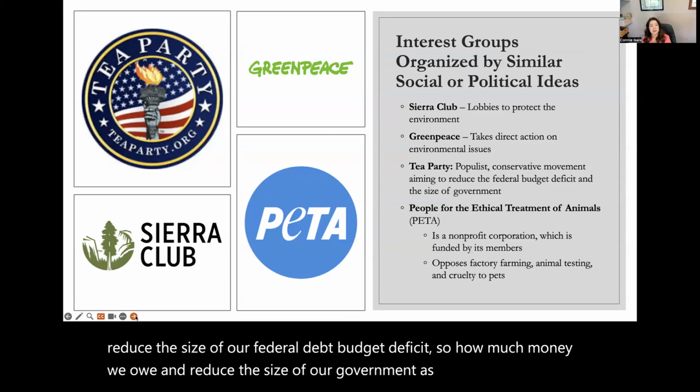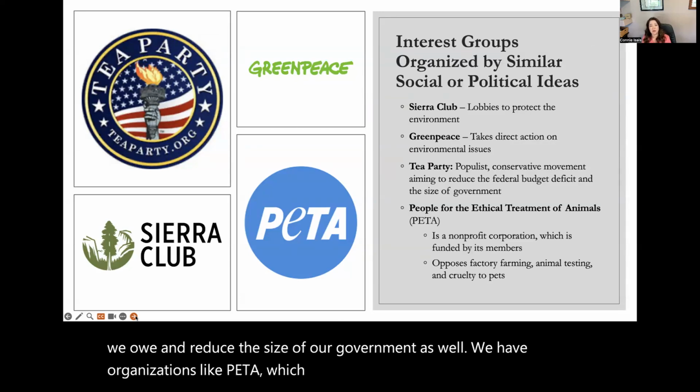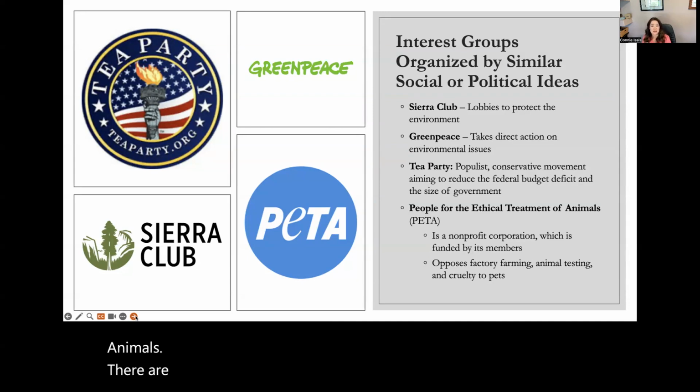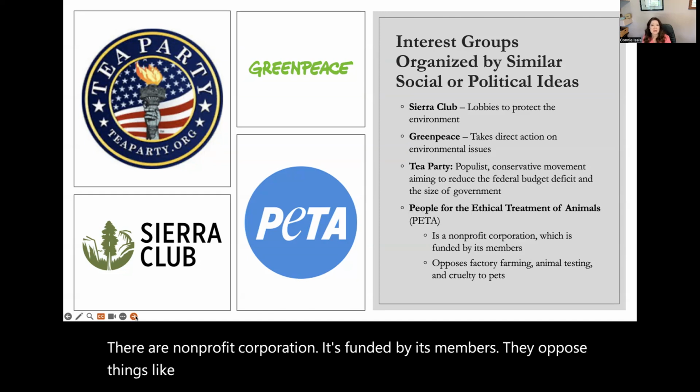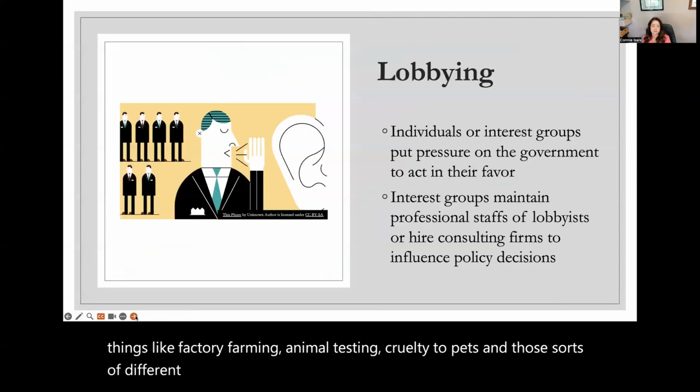We have organizations like PETA, which is People for the Ethical Treatment of Animals. They're a nonprofit corporation that's funded by its members. They oppose things like factory farming, animal testing, cruelty to pets, and those sorts of different issues.